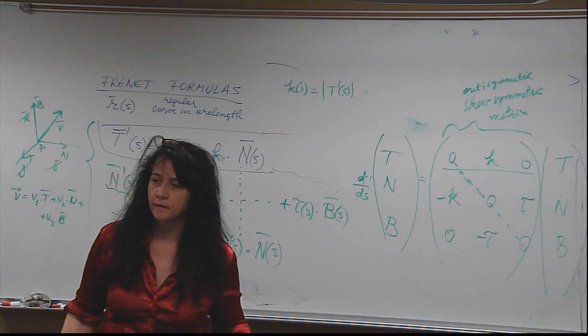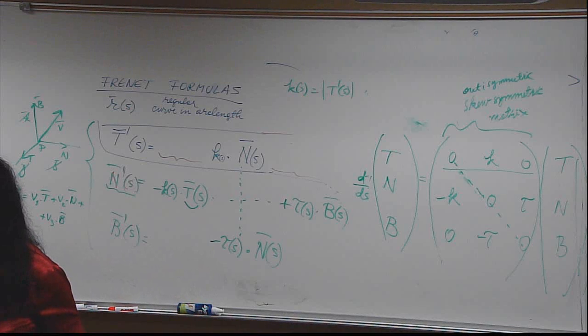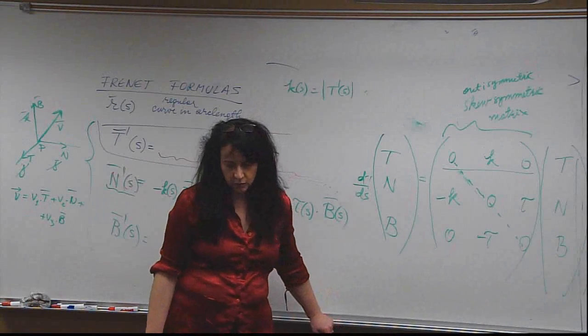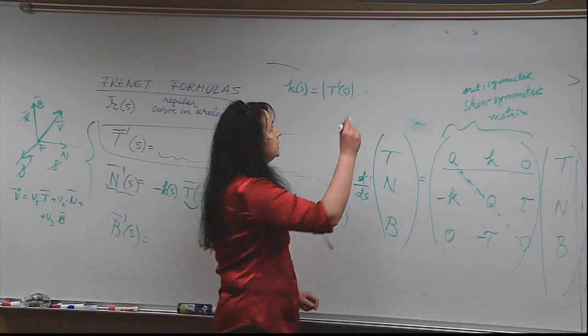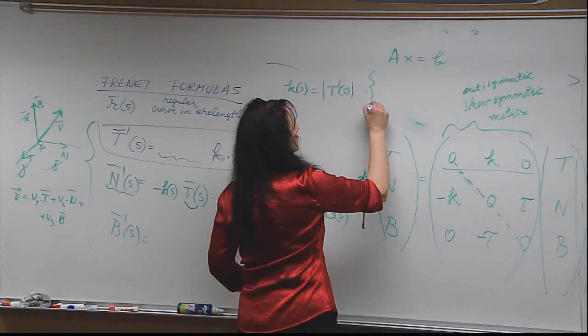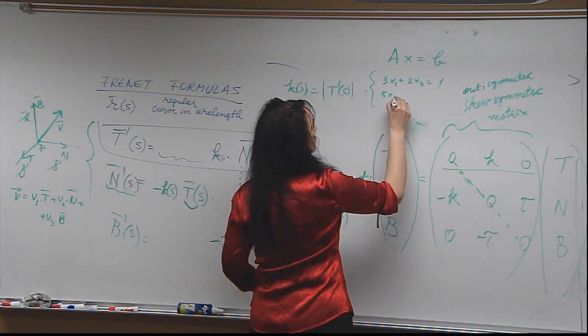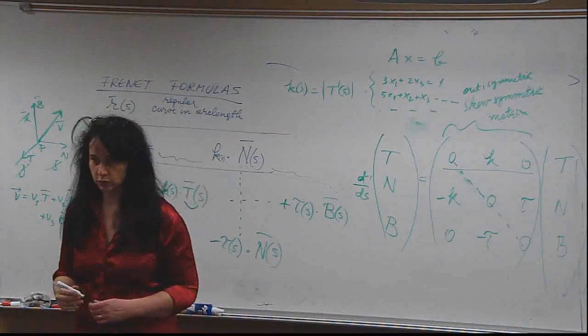Yes, sir? Why don't you use Cramer's rule? For that matrix. No, first of all, Cramer's rule is to solve systems of equations that don't involve derivatives, like a linear system Ax equals b. I'm going to have, for example, 3x1 plus 2x3 equals 1, 5x1 plus x2 plus x3 equals something else. So for that, I can use Cramer's rule.